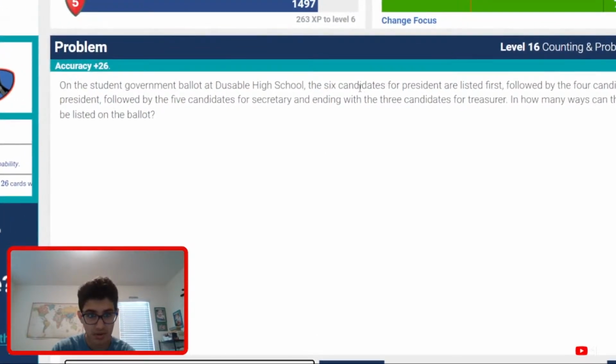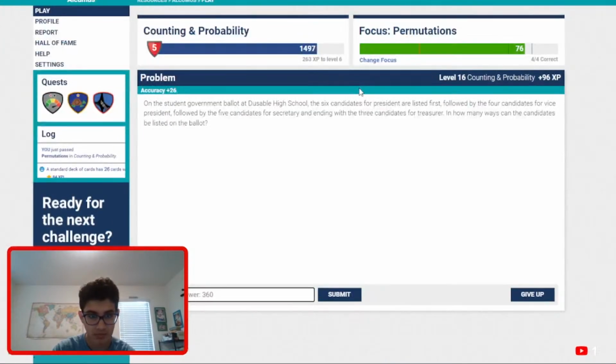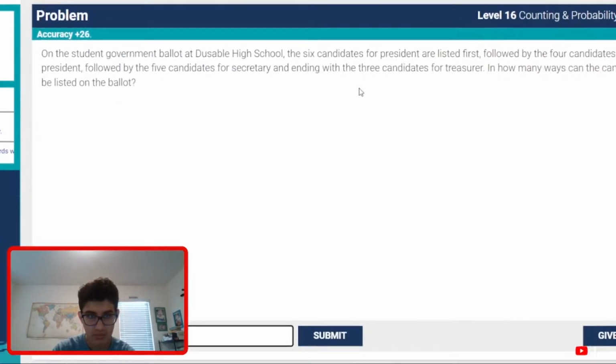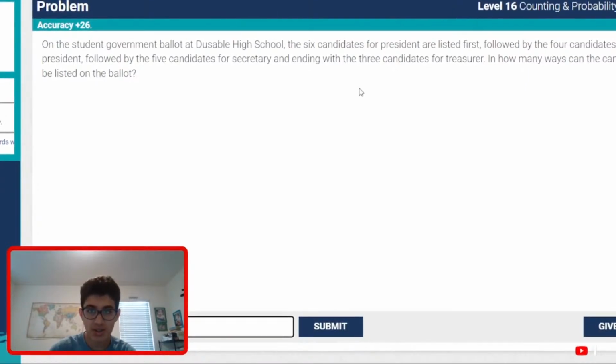6 times 4. 6 candidates for president are listed first, followed by the 4 candidates for vice president. So that's 6 times 4, 24. Followed by the 5 candidates for secretary. So that becomes 24 times 5, 120. Ending with the 3 candidates, 120 times 3, 360.